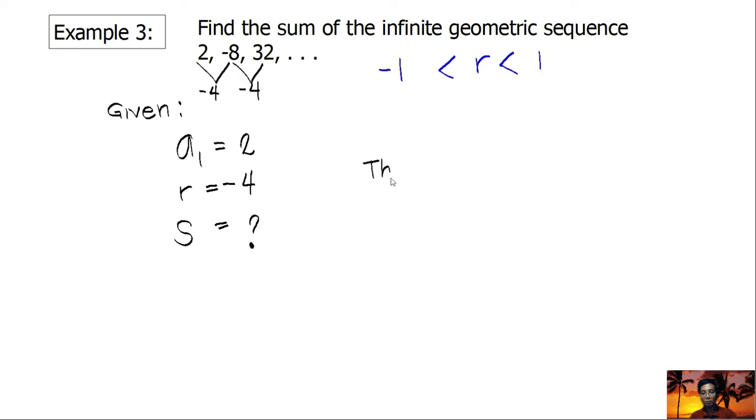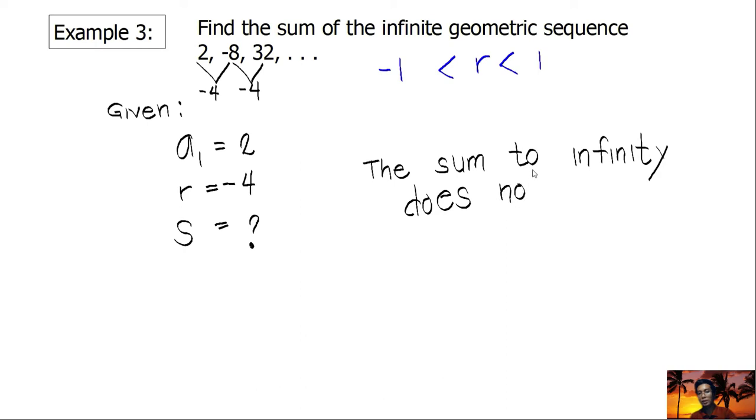Okay, sulat lang po natin the sum to infinity does not exist. So, ibig sabihin, hindi po posible, no, na makuha po ang sum to infinity pagka ganito po ang case. So, this is our final answer.